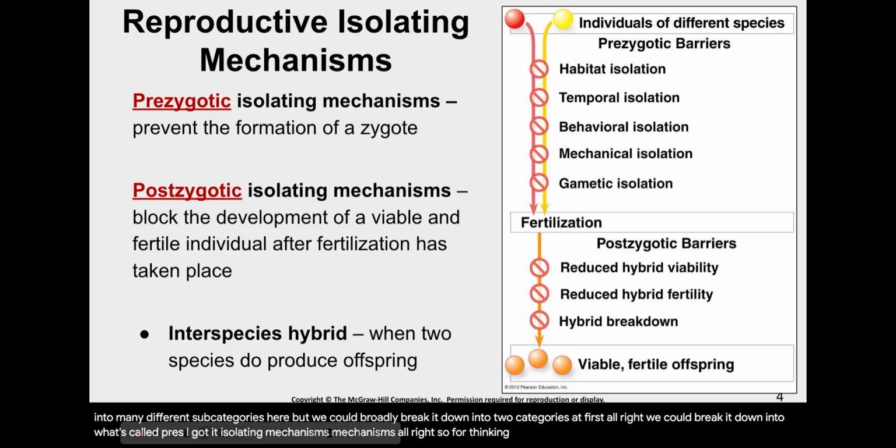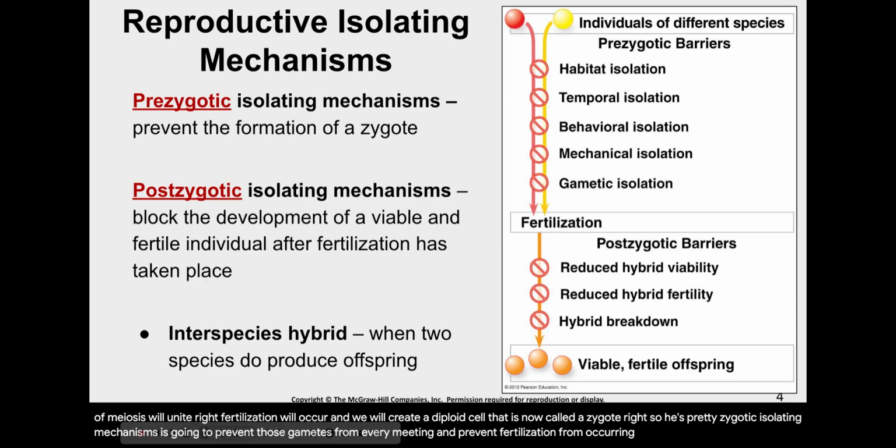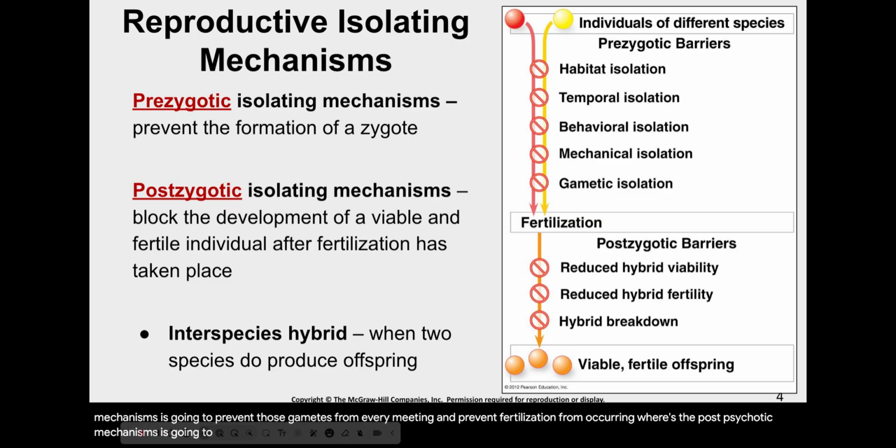If we're thinking about species that reproduce sexually, they're going to go through meiosis. Gametes are going to be produced. Gametes from two individuals, that are haploid at the end of meiosis, will unite. Fertilization will occur, and we will create a diploid cell that is now called a zygote. So these pre-zygotic isolating mechanisms are going to prevent those gametes from ever meeting and prevent fertilization from occurring. Whereas the post-zygotic mechanisms are going to prevent that zygote that could be produced from being viable.